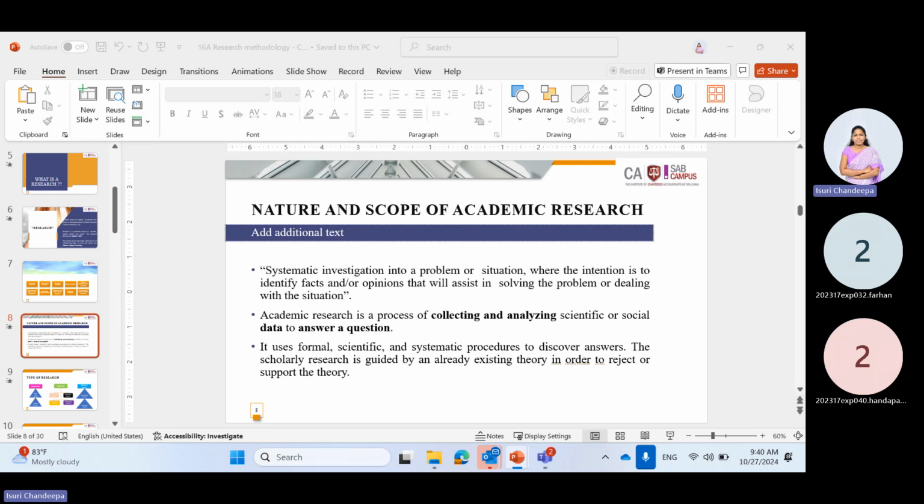In academic research, it is the same. Throughout academic research, what are we going to do? We are going to test the existing theory. We are going to make some modification to the existing theory, or else we are going to confirm the theory. So theory-based research is called academic research.